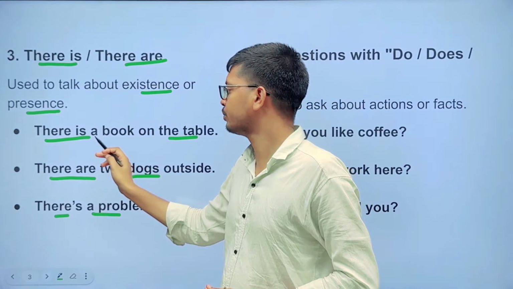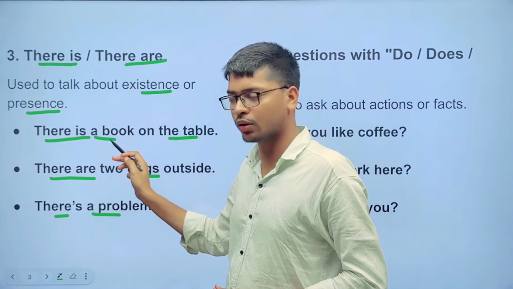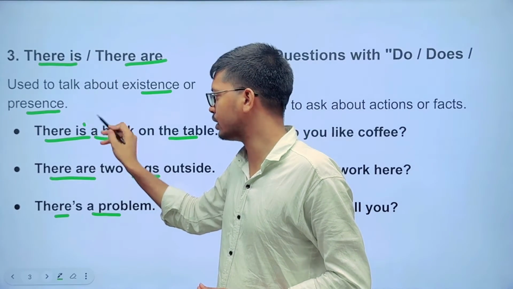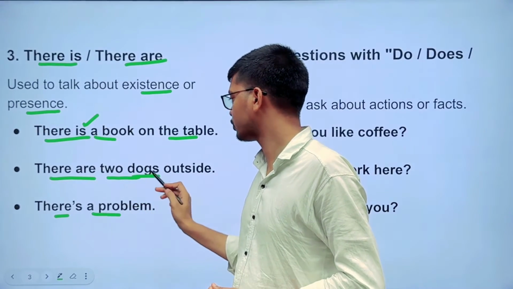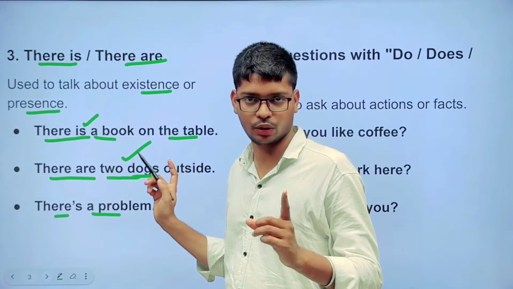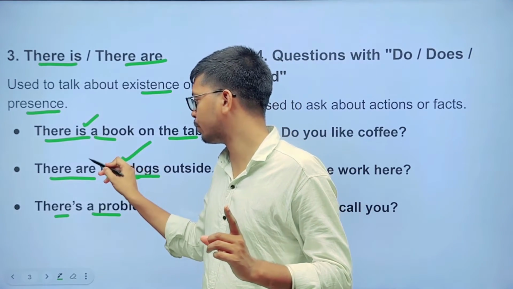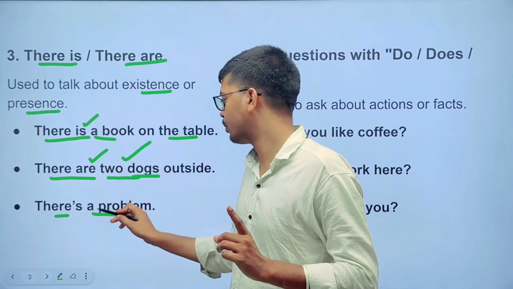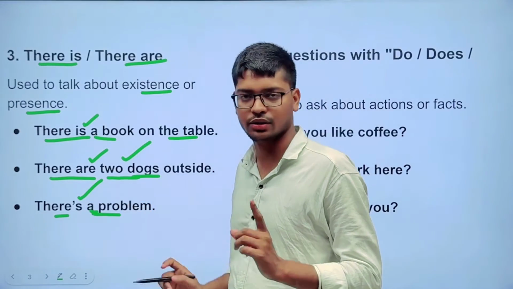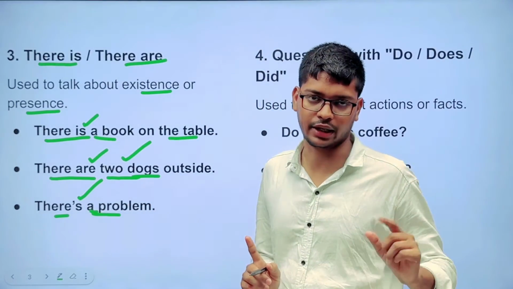If it is a book, singular, we have to use is. If it is 2 dogs, plural noun here, we have to use are. A problem, so we have to use is. You understand?